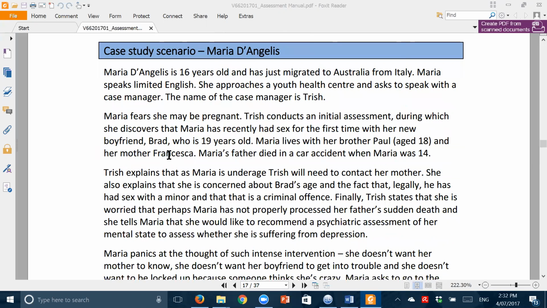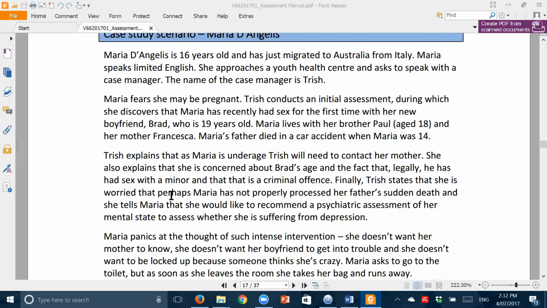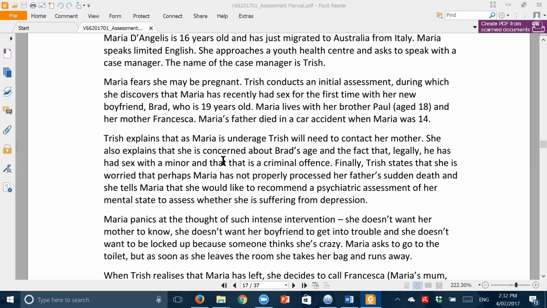Trish explains that Maria is underage. Trish will need to contact her mother. She also explains that she's concerned about Brad's age and the fact that legally he's had sex with a minor, and that is a criminal offence. Finally, Trish states that she's worried that perhaps Maria has not properly processed her father's sudden death, and she tells Maria that she would like to recommend a psychiatric assessment of her mental state to assess whether she is suffering from depression.